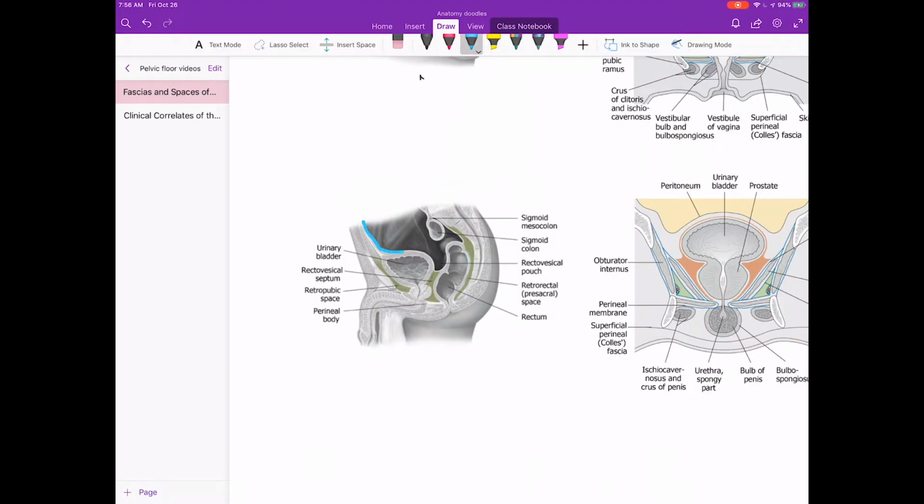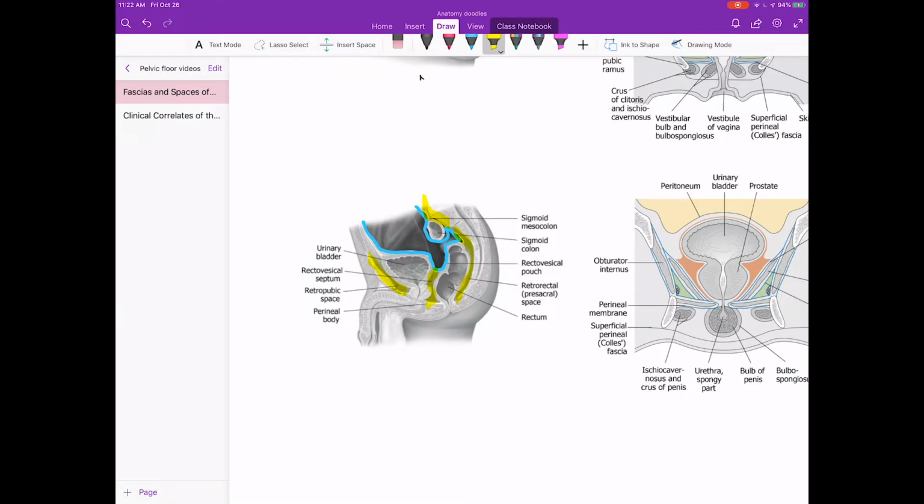And the same idea would go for the male. So here is our peritoneum. It lays on top of the organs. And our retroperitoneal fascia in the abdomen is posterior, but in the pelvis, it is inferior to.